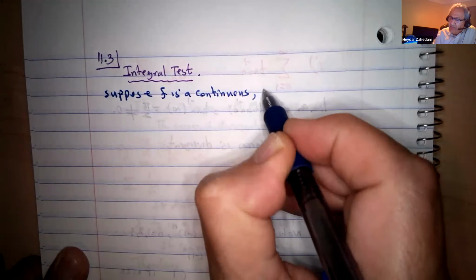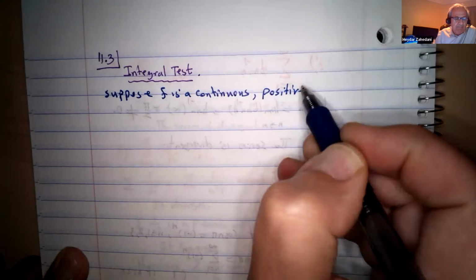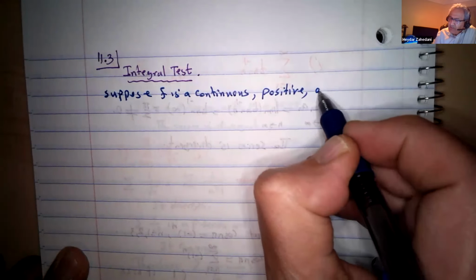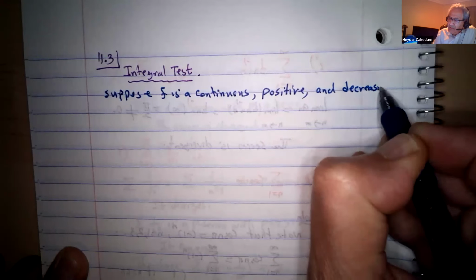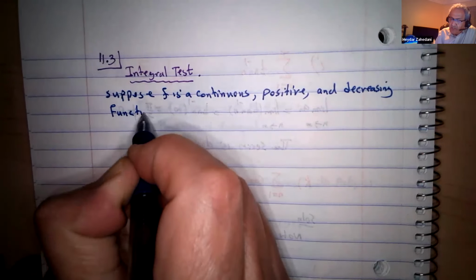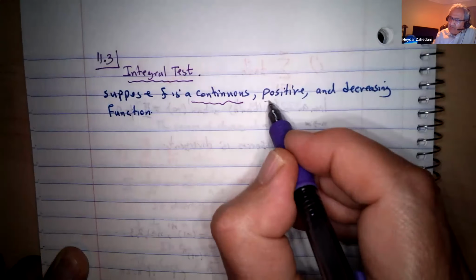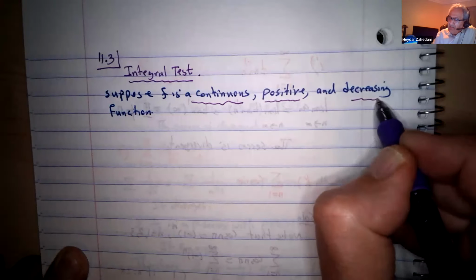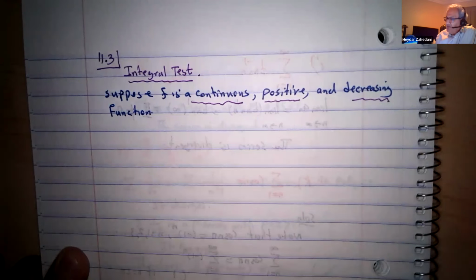Continuous, positive, and decreasing function. So there are three conditions that you have to check. The first one, this must be continuous. The second one, the value of the function must be positive. The third one, the function must be decreasing. Decreasing means as you go on, the value of the function gets smaller and smaller.